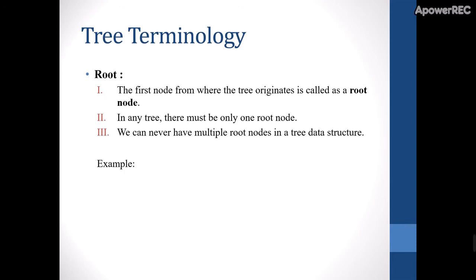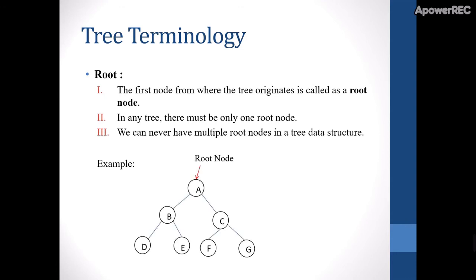In every tree, there will be only one root node. We have to keep in mind, we never have multiple root nodes in the tree data structure. In a graph, we can consider any vertex as a root node, but in a tree there will be only one.